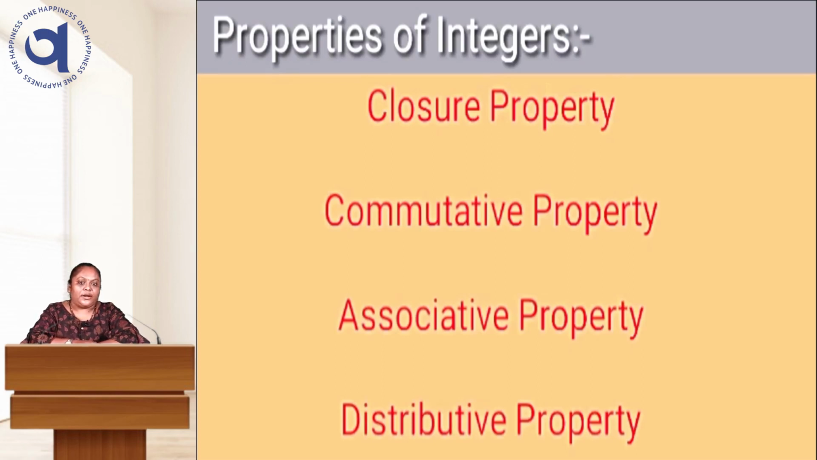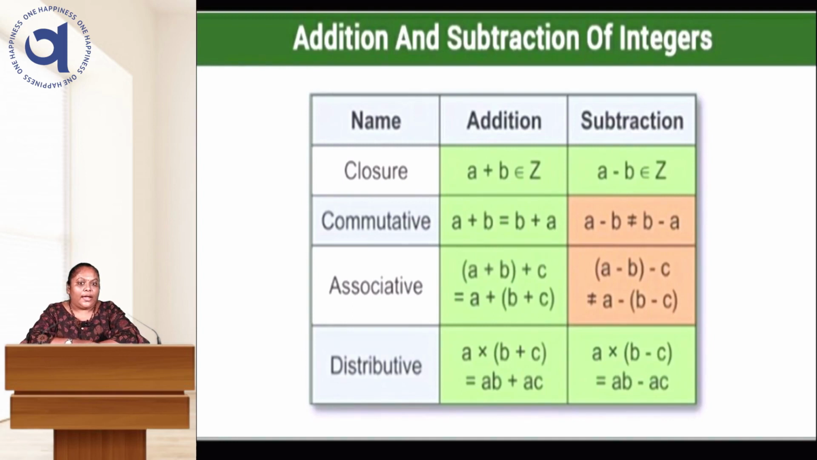Now we can see some properties of integers. There are 4 properties: closure property, commutative property, associative property and distributive property. Addition and subtraction of integers. Now according to these properties, we will see whether addition and subtraction hold or do not hold. First is closure property. For any integers a and b, if you add a plus b, then you will get an integer only. If you get an integer, then the closure property holds here.